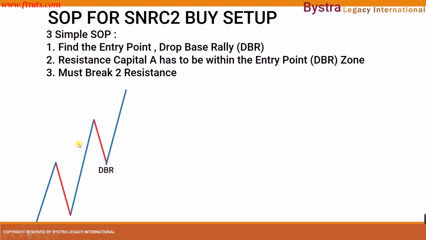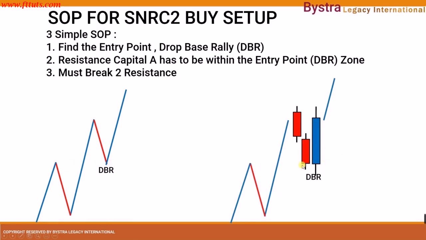Now let me explain here. This setup is a buy setup. As you can see, this will be our capital A, drop base rally. If you look at the candlestick, it will look something similar like this. For this example, I'm going to use the bullish engulfing as our drop base rally. It doesn't have to be a bullish engulfing, it could be a different candlestick as well. The most important part is that we identify that it is a drop base rally, and it is aligned together with the capital A. So what we should do is mark a horizontal line at the capital A. Very important, the capital A in this case is the resistance.